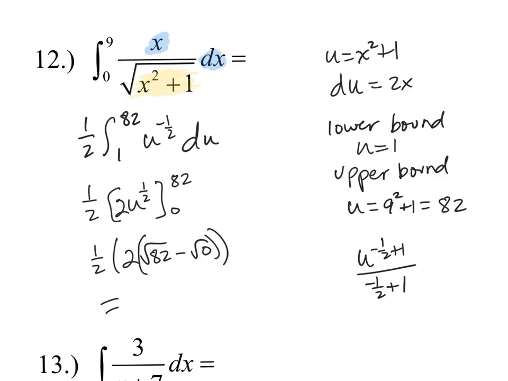I hope you caught my mistake. Did you notice that I put 0 for this lower bound, and it should have been 1? So sorry about that. Let me fix that. So that means we're taking the square root of 1 here. And then we can simplify this a bit. 1/2 times 2 is 1. The square root of 1 is 1. So our final answer will just be square root of 82 minus 1.